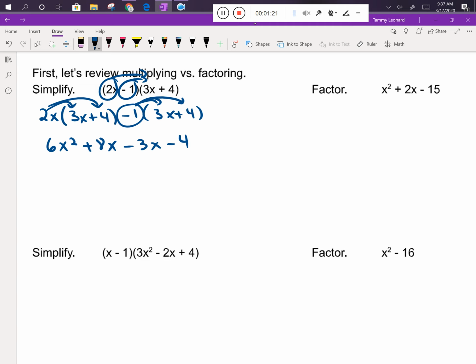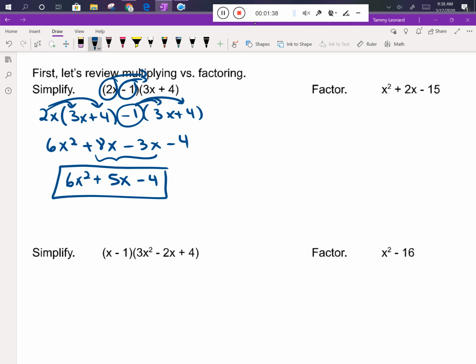The last thing we need to do is to look for like terms. So if I look in the middle here, I can see that 8x minus 3x is only 5x. So I have 6x squared plus 5x minus 4 is the answer to that multiplication problem.